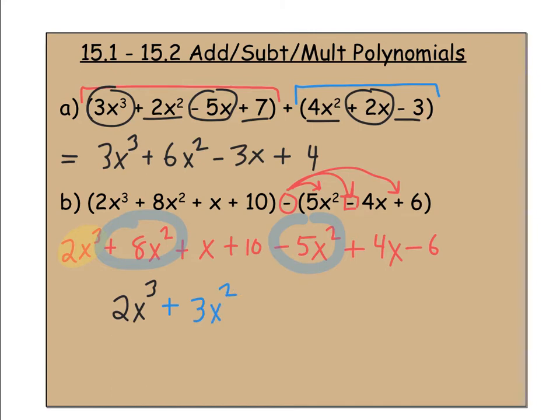Okay, we can combine the positive x with plus 4x to become plus 5x. And then finally we can combine the positive 10 and the minus 6, add those together to become a plus 4. Okay, and this would be the final answer here. This is a new polynomial.